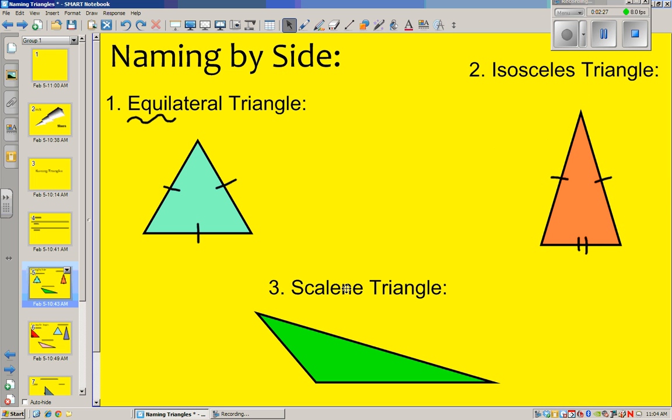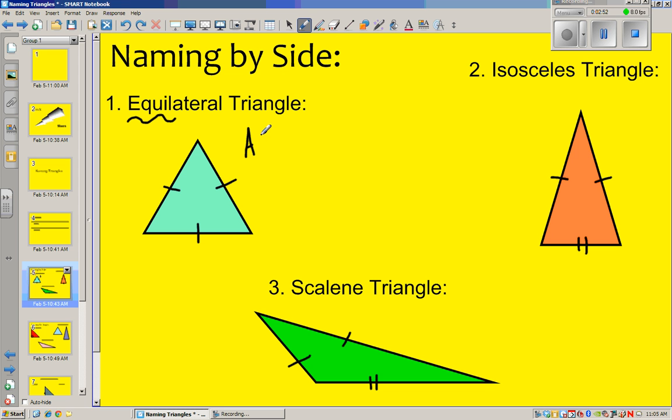The last one is a scalene triangle. A scalene triangle has no sides that are the same. So it will have three different tick marks. Or you can just look at it. You can see that this side is not the same as this one, is not the same as that one. So a scalene triangle has no sides the same length.